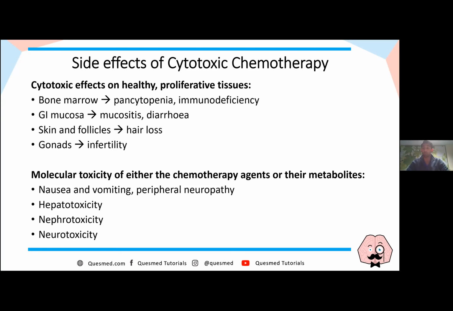This can manifest as mucositis or diarrhea. The skin and hair follicles, which can manifest as rash or hair loss, and then the gonadal population of cells, which can result in infertility. So those are the cytotoxic side effects of chemotherapy. And there are also side effects which are related to the direct molecular toxicity of either a chemotherapy agent or its metabolites. Okay, so many chemotherapies affect the chemoreceptor trigger zone within the central nervous system, and therefore result in really difficult and intractable nausea and vomiting.